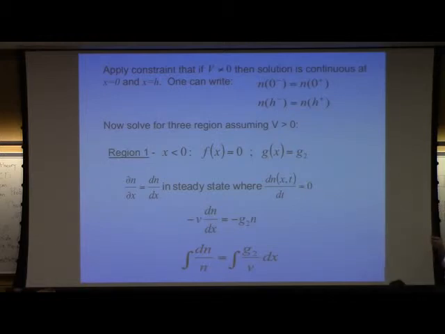So now what we're going to do is start solving in different regions. Basically this becomes solving ordinary differential equations, because we're solving steady state. The partial differential equation we can solve as an ordinary differential equation. In this first region, x less than 0, we have an attachment rate of 0 and a detachment rate of G2, which is independent of x. Again, we're solving in steady state, so we end up having to solve this equation.